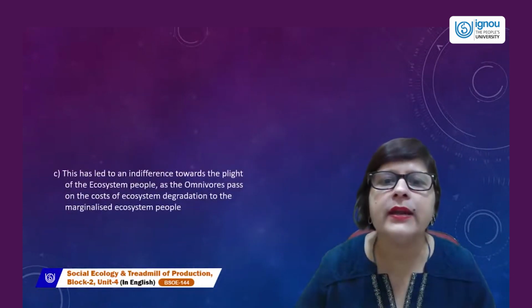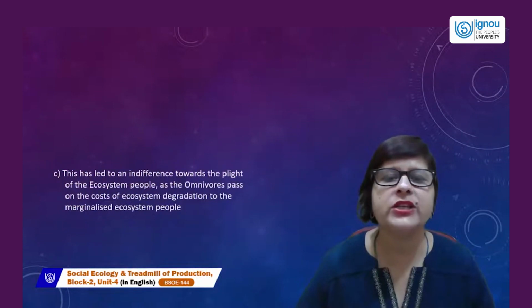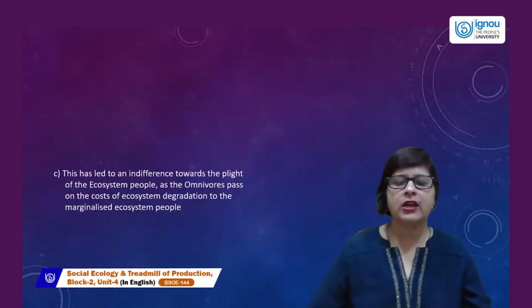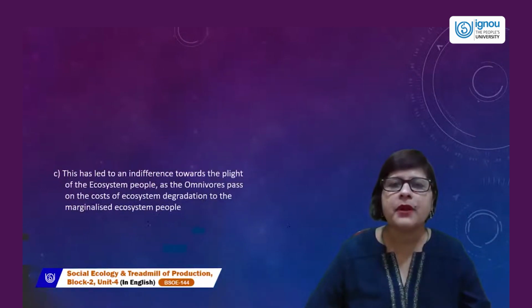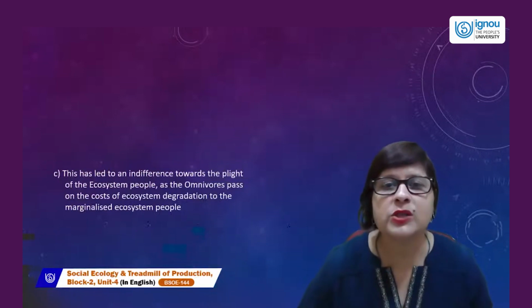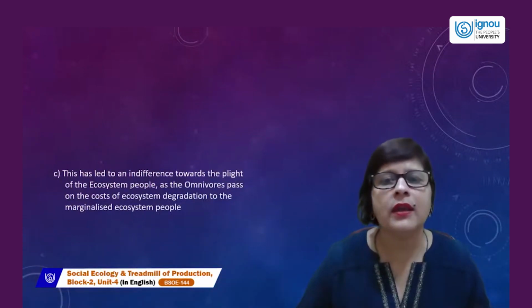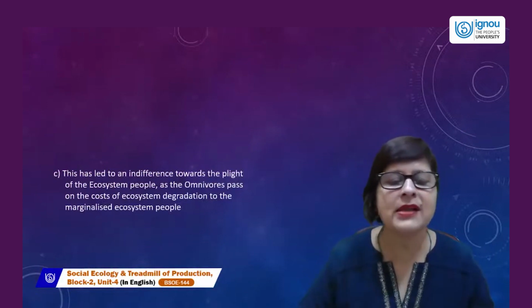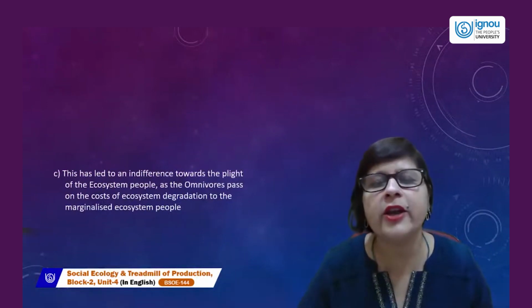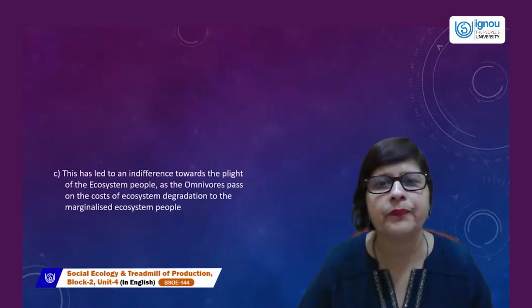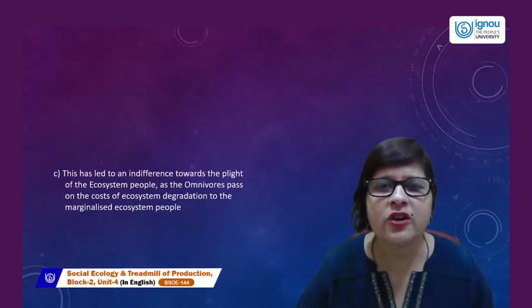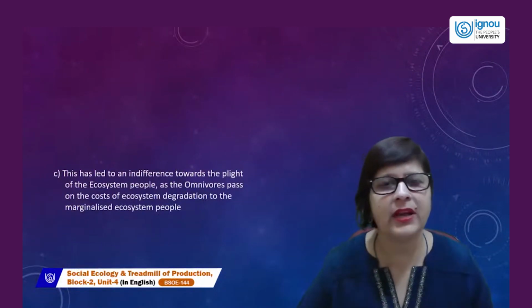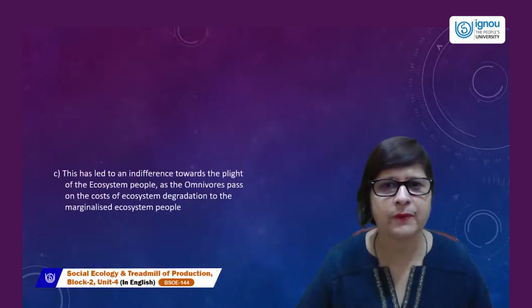And this leads to indifference towards the economic plight of the ecosystem people, as the omnivores pass the cost of ecosystem degradation to the marginalized ecosystem people. The omnivores exploit the resources and the ecosystem, and they pass the cost of ecosystem degradation to the marginalized people. The marginalized people suffer because of the overexploitation of the ecosystem by the omnivores or by the privileged ones, right?